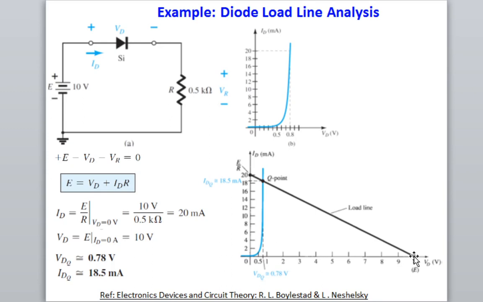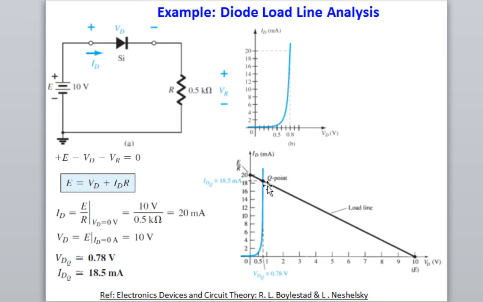So this point and this 20 milliampere point, if you join these two points, the line will intersect the characteristics curve. This straight line is the DC load line, basically the load line, and it is intersecting the characteristics curve of the diode.